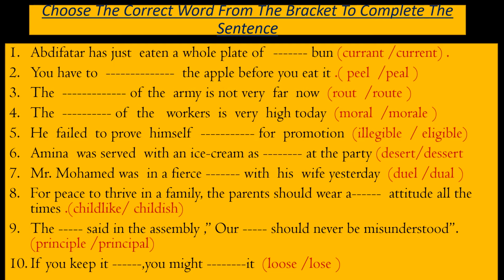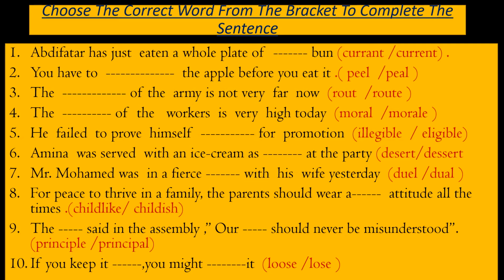So Abdi Fattah did not eat the second current for this. Sorry, the second current cannot be eaten. We will check its meaning. So we have learned that currant is dry grapes which is commonly dried so that they can be used in making cakes or buns. So we will say that Abdi Fattah has just eaten a whole plate of currant bun.